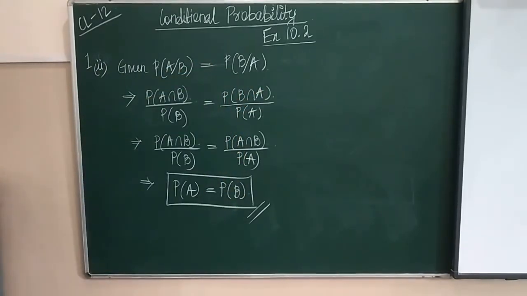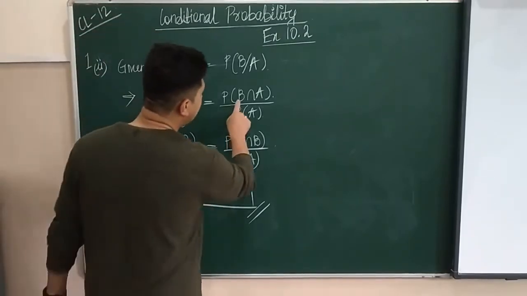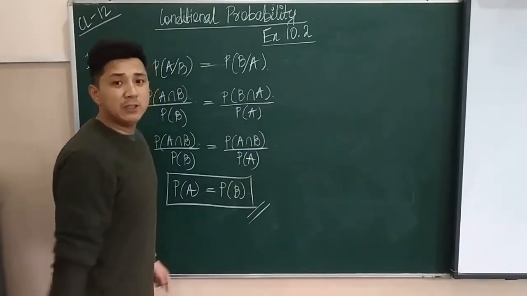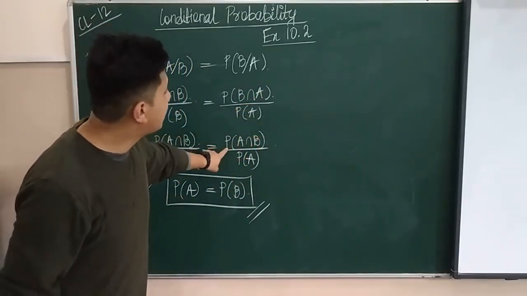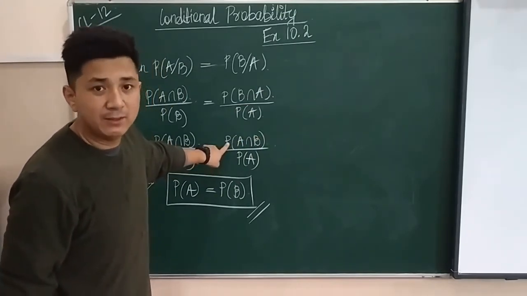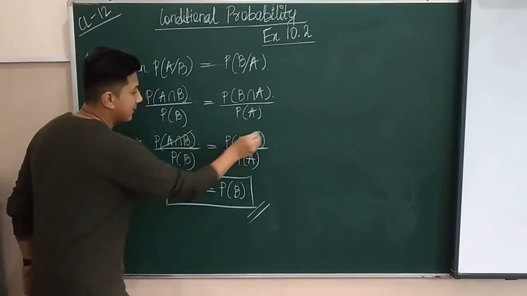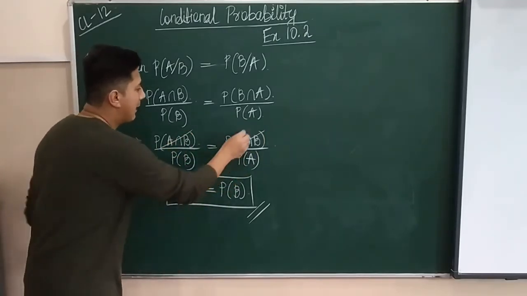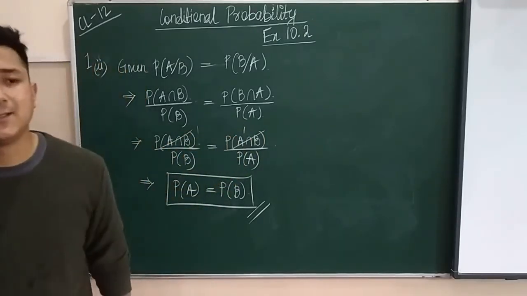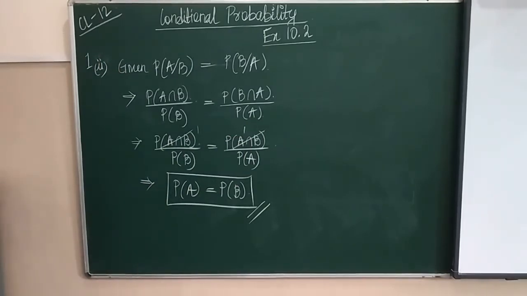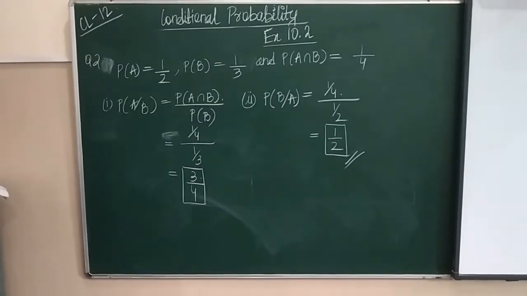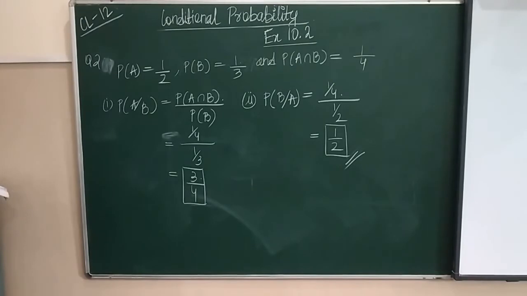Now we know that probability of B intersection A is the same as probability of A intersection B. So this is equal to this. On both sides, this and this get cancelled out. So cross multiply, and we get P of A is equal to P of B. Pause the video, note it down. Alright, let's move ahead with question number 2.